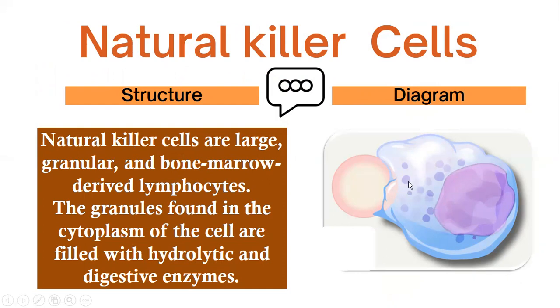Secondly, these granules contain hydrolytic enzymes, and you all know the purpose of hydrolytic enzymes. They are digestive enzymes, responsible for digesting some structures. So this is the brief introduction about natural killer cells: they are lymphocytes, they are large, they are produced in the bone marrow, and they have hydrolytic enzymes. If you know at least these four points, this forms the introduction.